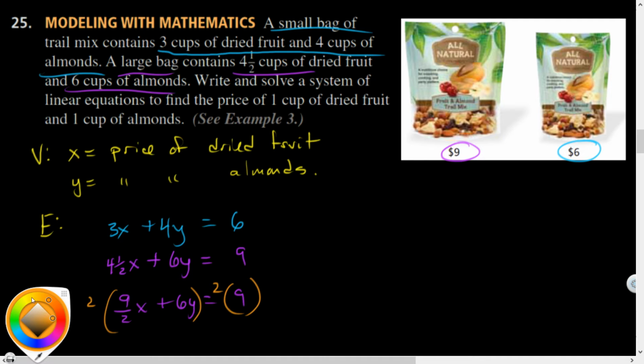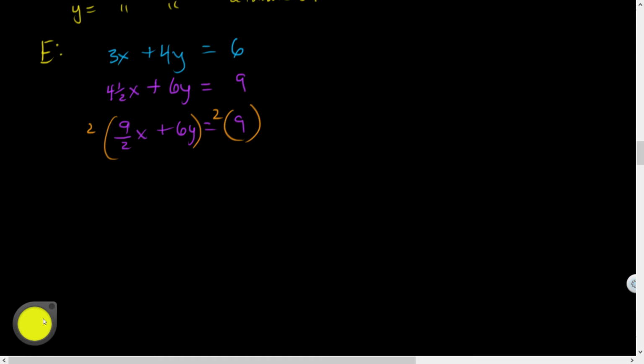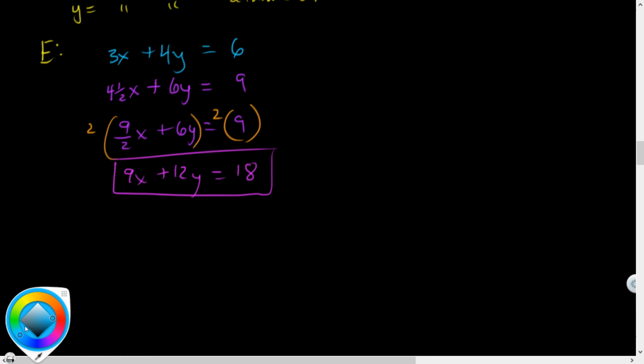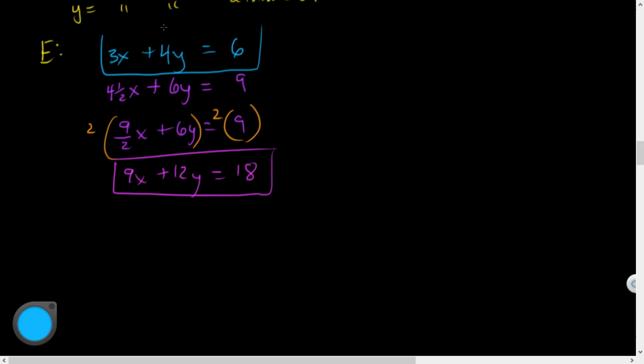So 2 times 9/2, the 2's would cancel out. I'd be left with the following. I'd have 9x. 2 times 6y is 12y. And 2 times 9 is 18. Okay, so here's one equation. Here's 2 equations.